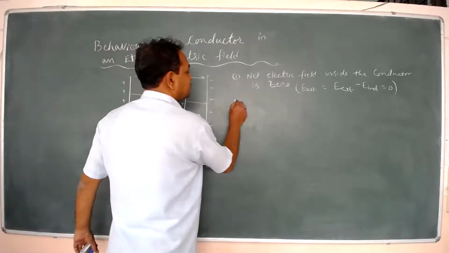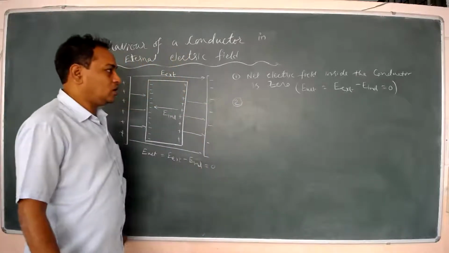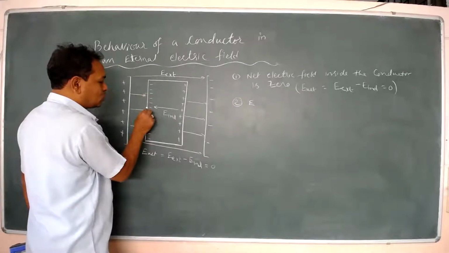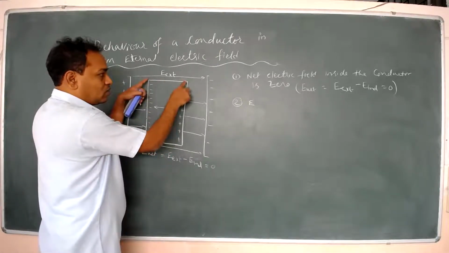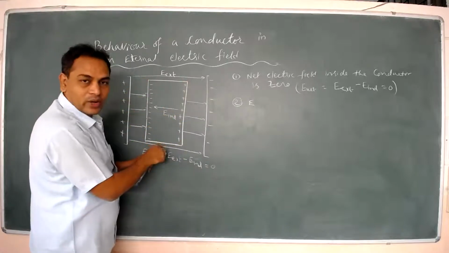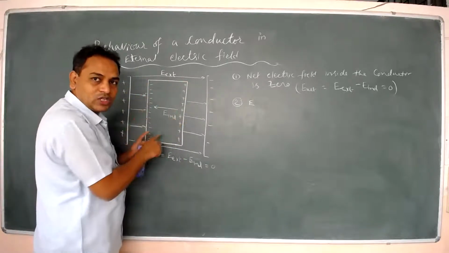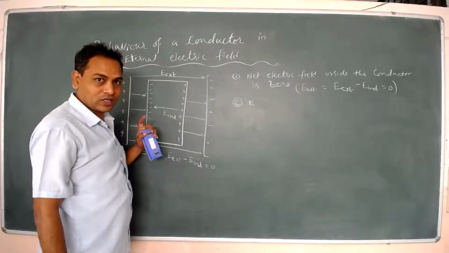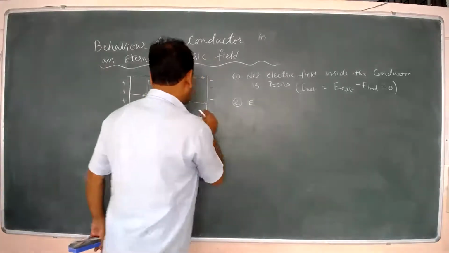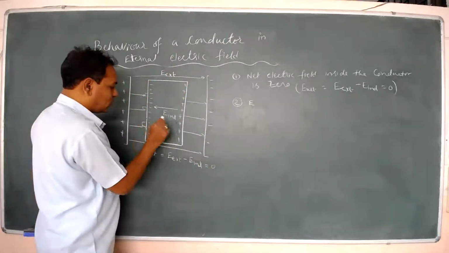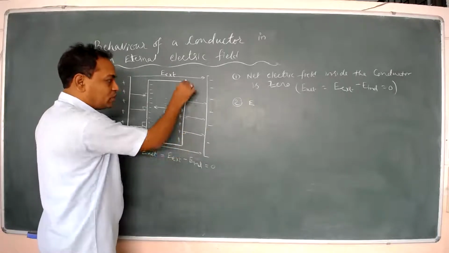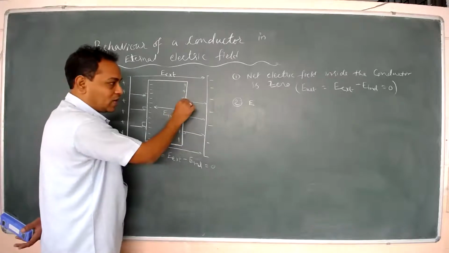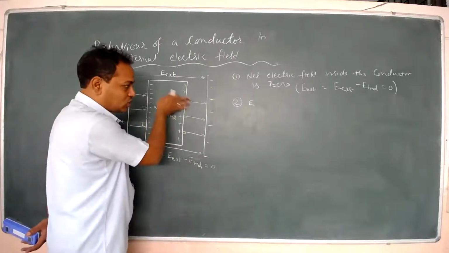Now the second point: the electric field here will always be normal to the surface. Even if the conductor is in a square shape or an irregular shape, whatever it may be, the electric field will always be normal to the surface of the conductor. It may be straight or some irregular shape, but the electric field will be normal to the surface always.